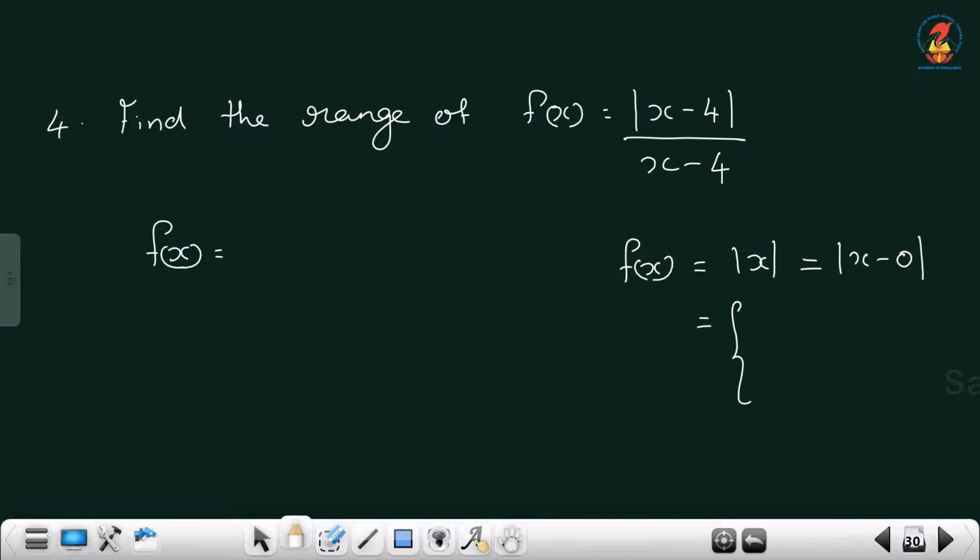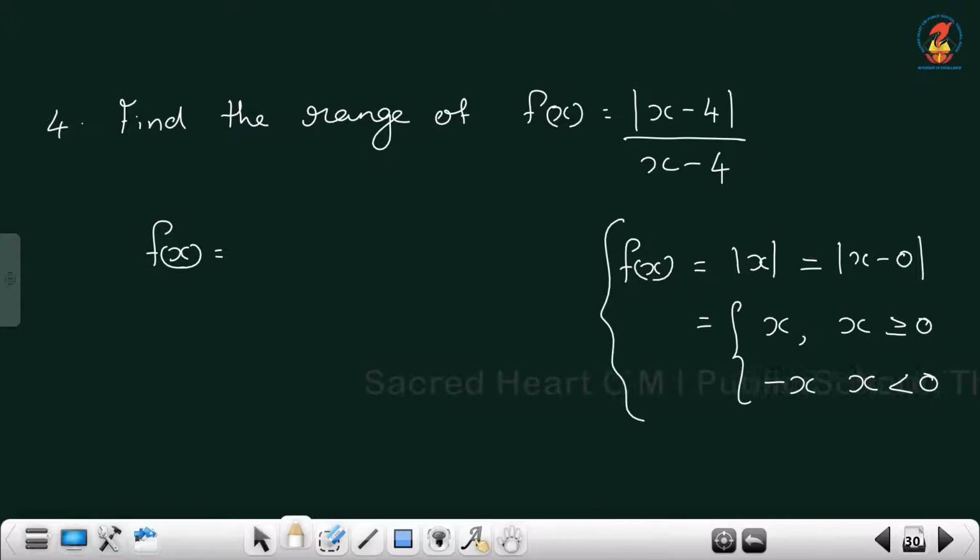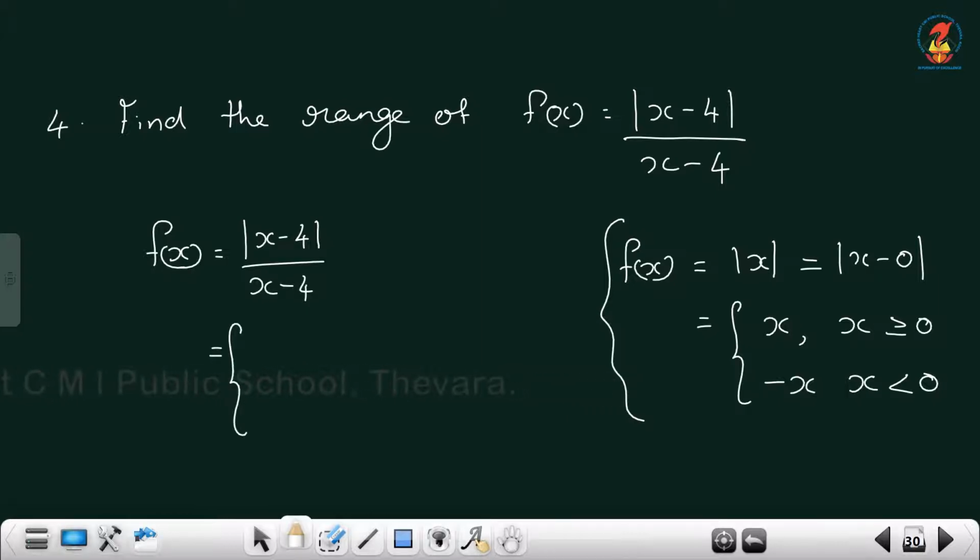So this, again, we can write as x itself if x is greater than or equal to 0, and if x is less than 0 it is minus x. So using this, how do we write mod x minus 4? F of x is given as mod x minus 4 by x minus 4. So mod x minus 4 is x minus 4 itself when x value is 4 or more than that. If x is 4 we get 0, if x is 5, 5 minus 4 is 1.